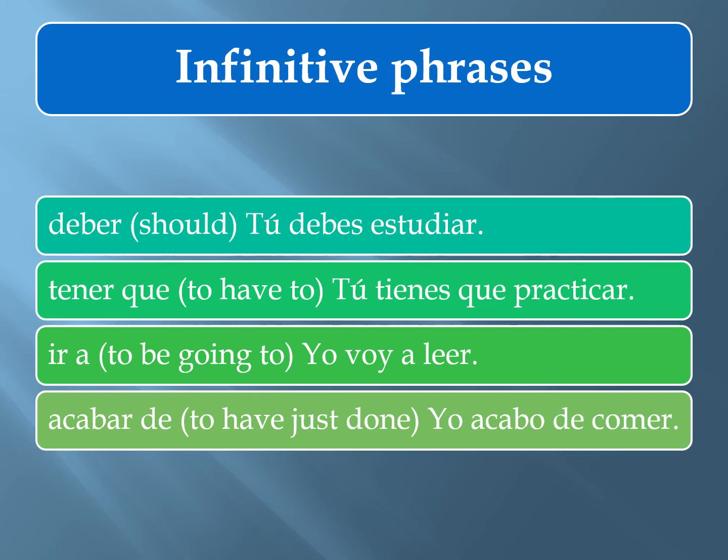So now with these infinitive phrases, we can also use ir a to talk about the future tense, and then acabar de to talk about what we've just done. So we're really expanding what we can say, even though we're just conjugating for the present tense. It not only allows us to do that, but also talk about the future and also the past.